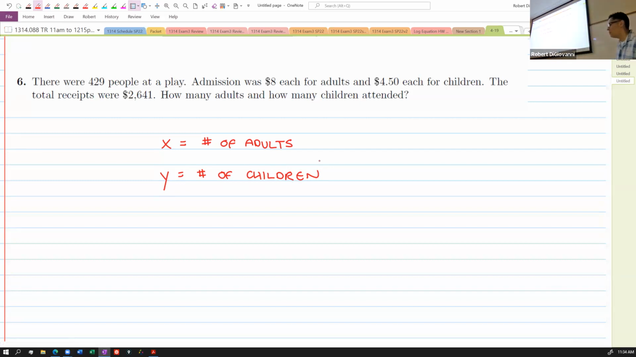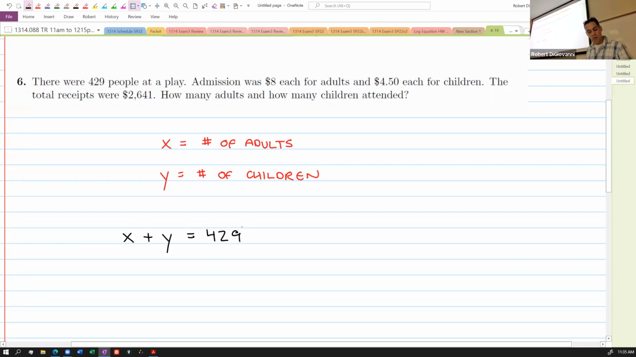So can anybody give me the first equation? Go ahead, Danielle. X plus Y equals 429. Can you explain why? The total number of people, right? The total number of people at the play was 429. That 429 includes both the adults and the children. So when we add up the total number of adults and children together, we should get 429. That's our first equation. Great.